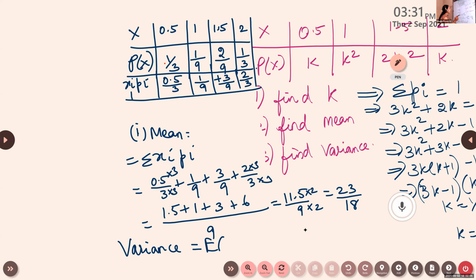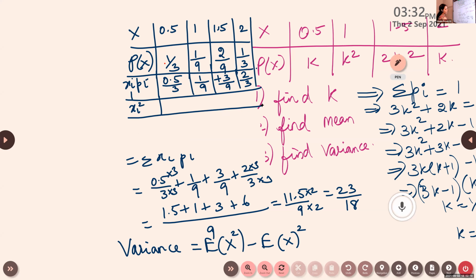Sigma x square into pi, isn't it? So here I'm going to write one more column, x square. What is xi square? Look at then. What are the values of xi?